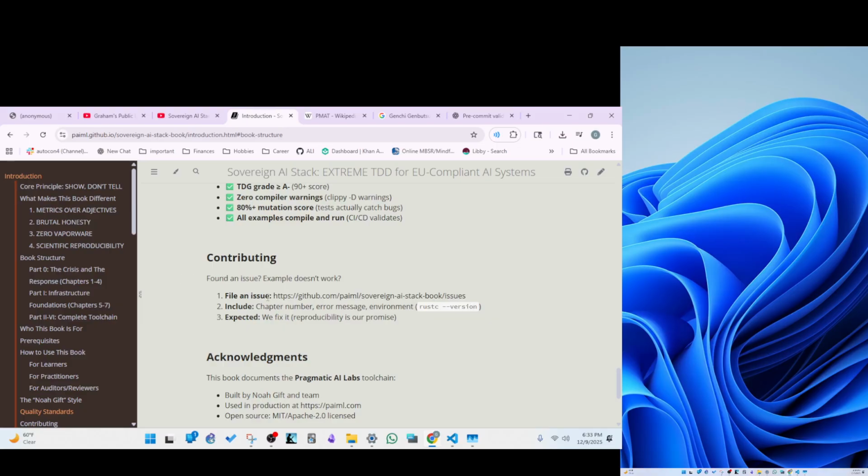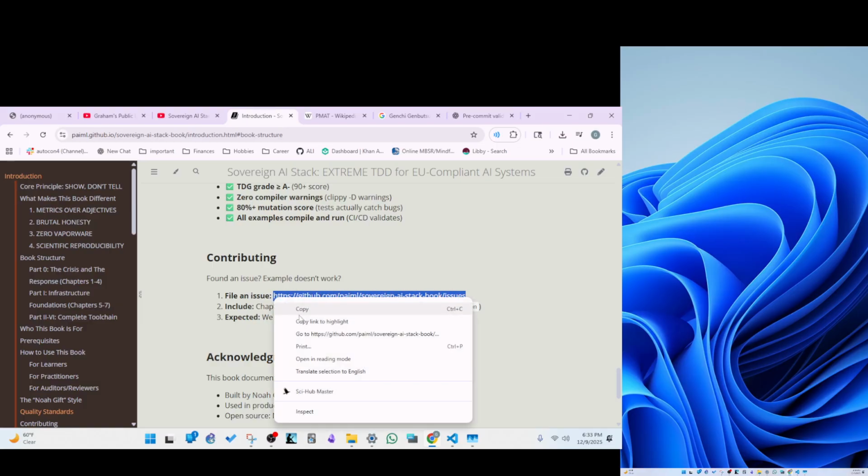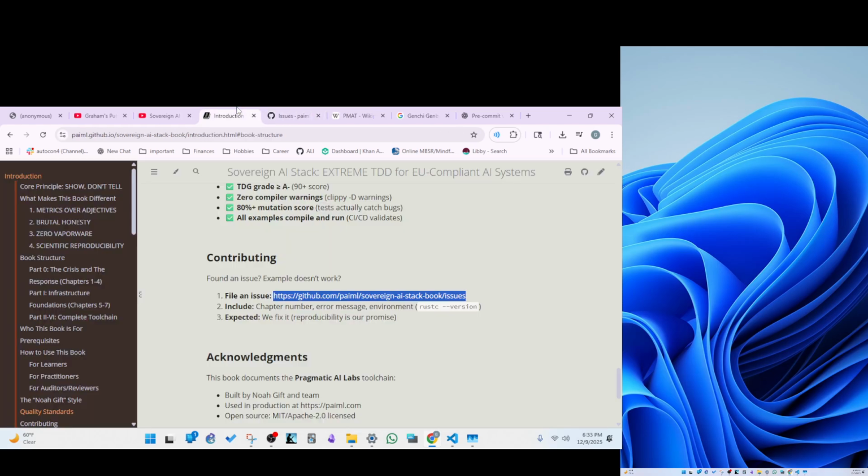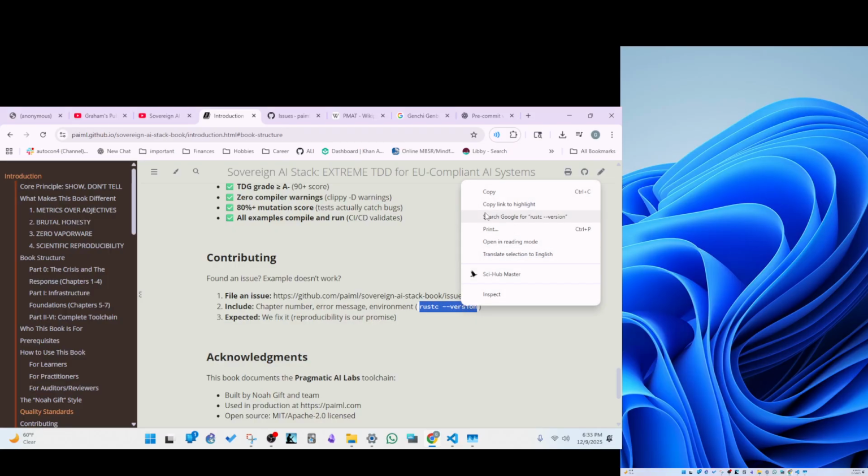So I probably will be contributing. So if I found an issue, an example that doesn't work, we can file an issue here. Let's see if these got any open issues. No open issues, so I might be the first one. Include the chapter number, error message, and environment. So we have to include the version. Let's do that now, just to make sure that command goes through.